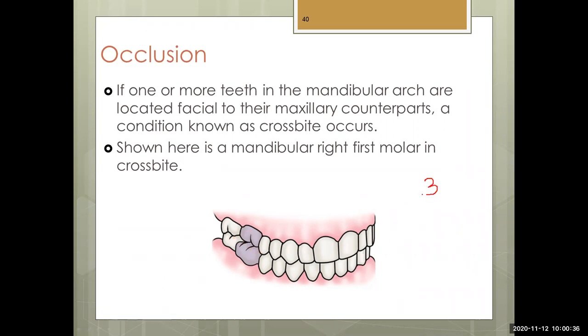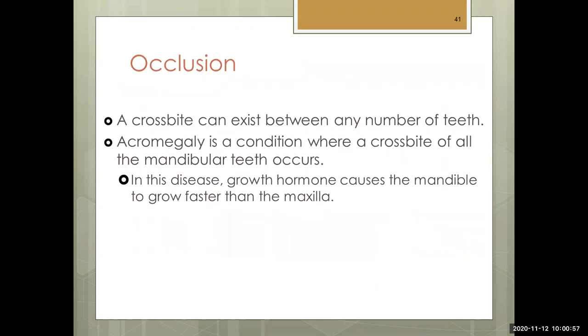So how would you note that on your occlusal analysis? You would say number 3 and number 30 are in crossbite, if it's just two teeth. A crossbite can exist between any number of teeth. Acromegaly is a condition where the crossbite of all the mandibular teeth occurs. So that mandible is overgrown and the maxilla is undergrown. In this disease, growth hormone causes the mandible to grow faster than the maxilla.